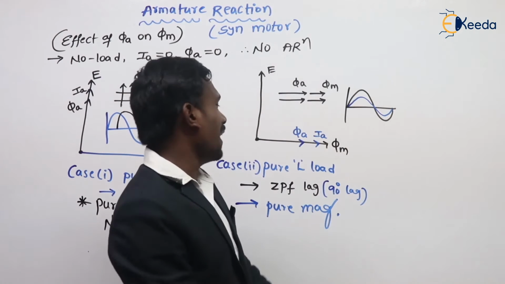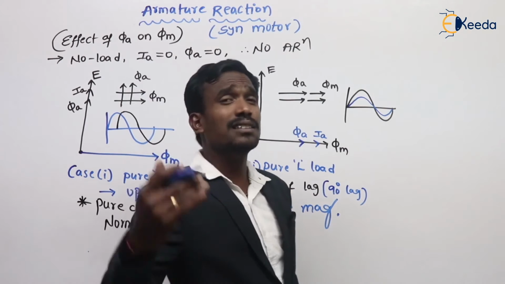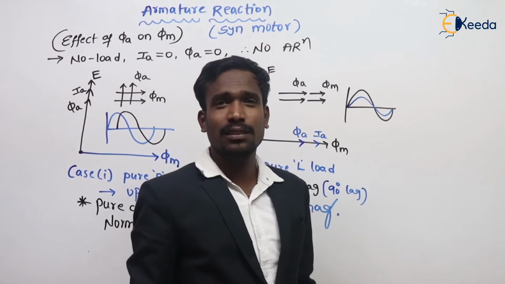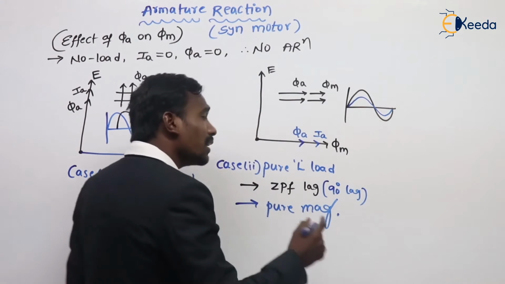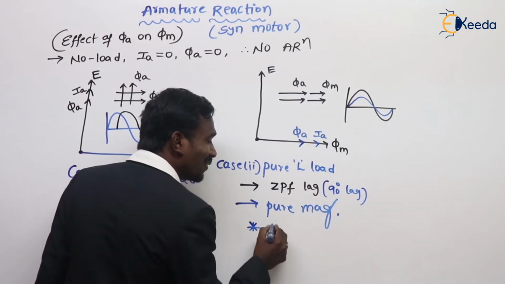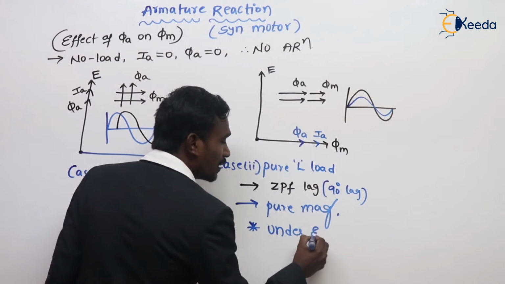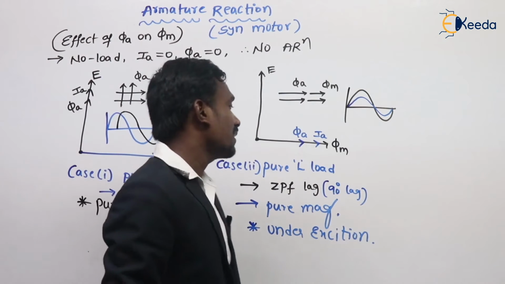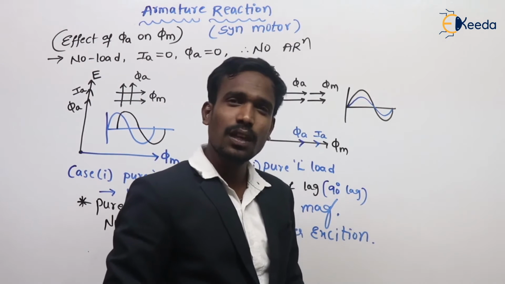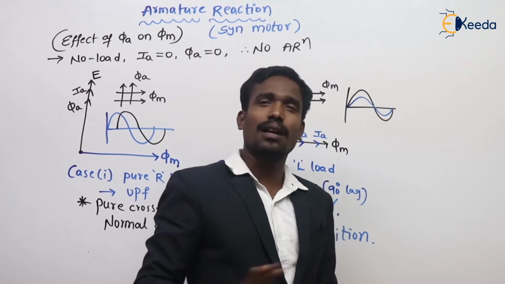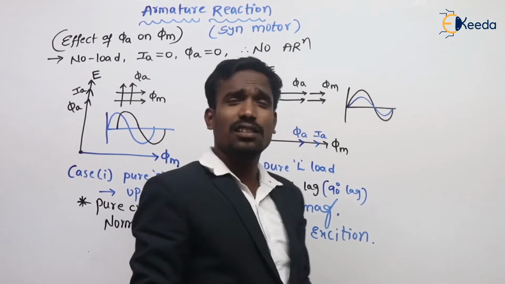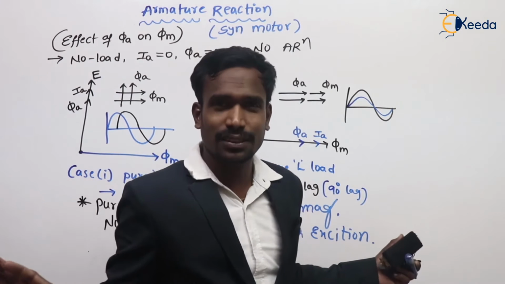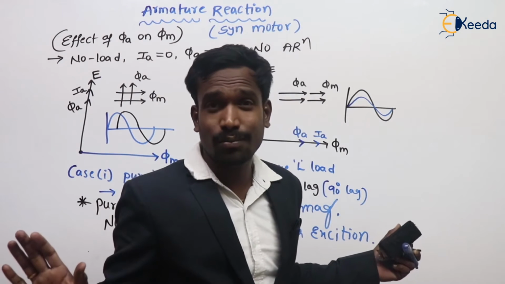When pure magnetization takes place, the flux increases, but in order to maintain the same terminal voltage, what happens? Very good, under excitation takes place. The machine operates at under excited condition. Pure cross magnetization means normal excitation. Pure magnetization means under excitation. Even in motor and generator, in both cases the answer is the same.